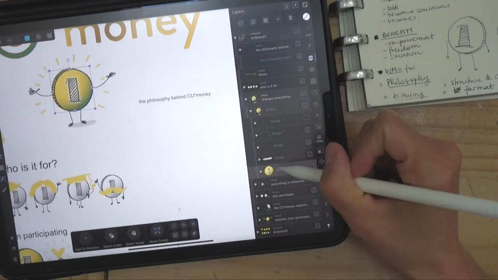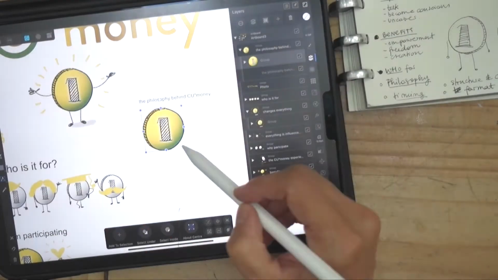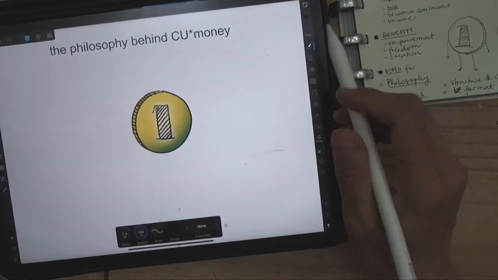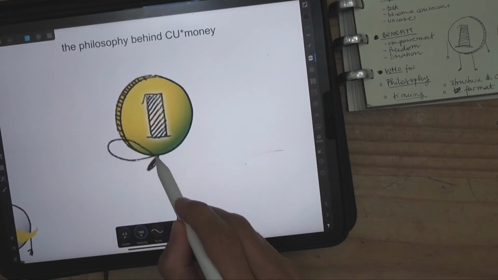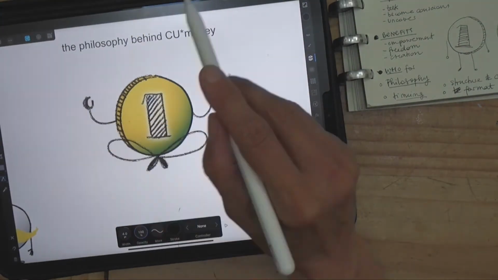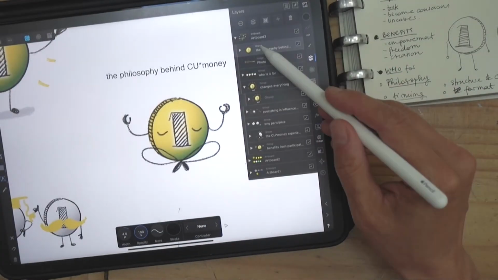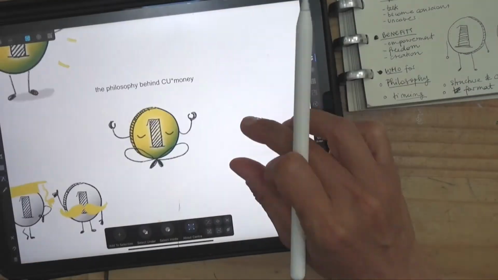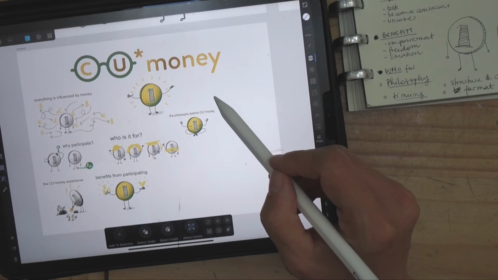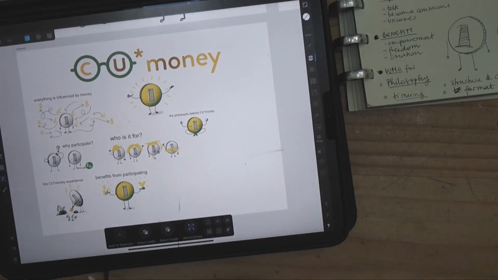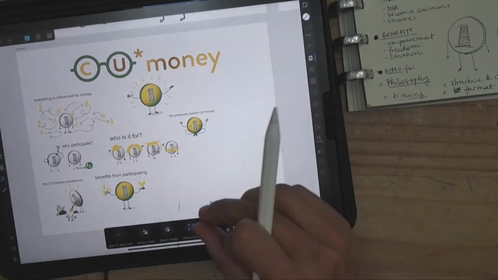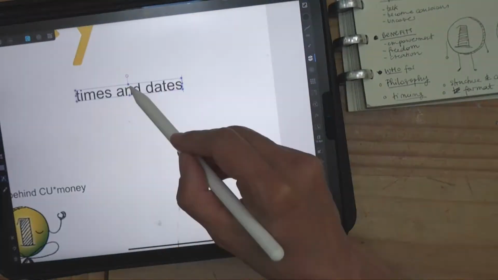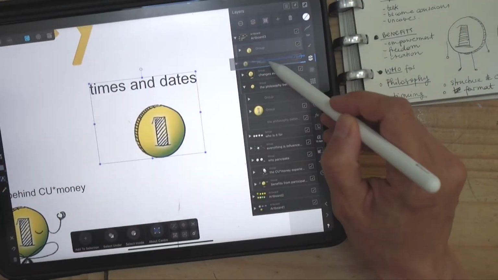So next I made an illustration for the section on the philosophy behind SEO money. That's all about Peter Koenig, who I spoke about earlier. So I just decided to make this little Zen meditation-like enlightened money person, money coin person, and moved on to the times and dates.